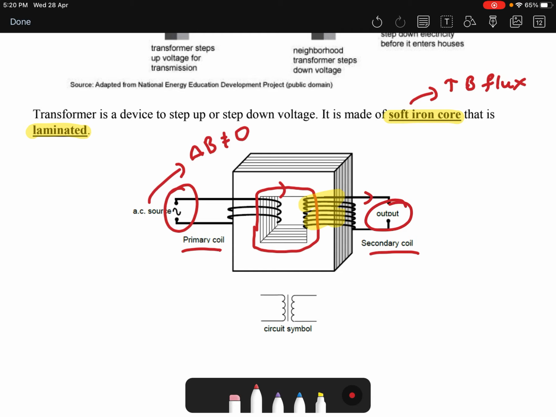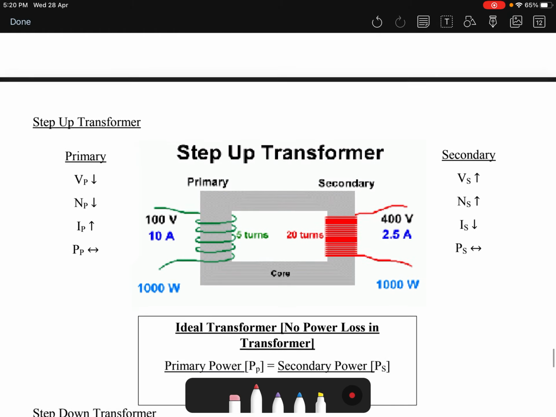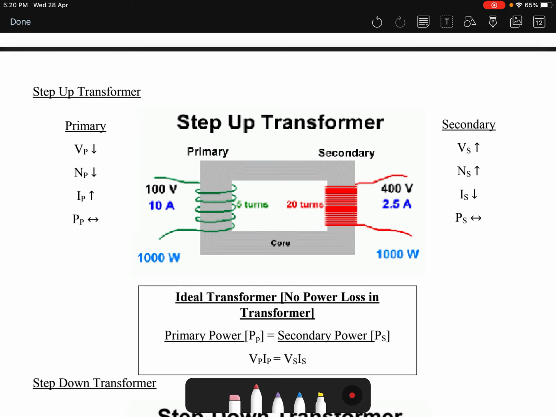The soft iron core is just to make sure that the changing magnetic field all goes to your secondary coil instead of going to the environment. So that's the purpose of your transformer. Okay, so let us take a look at the step-up transformer.